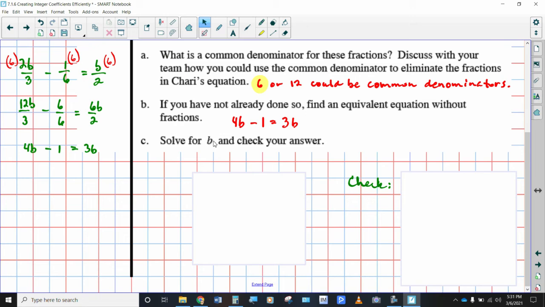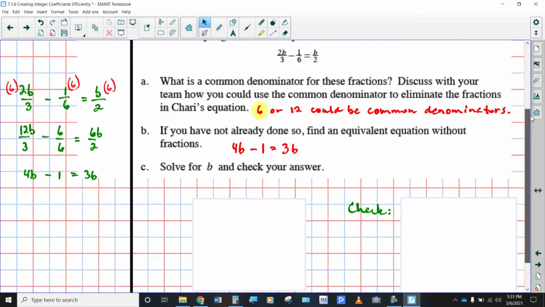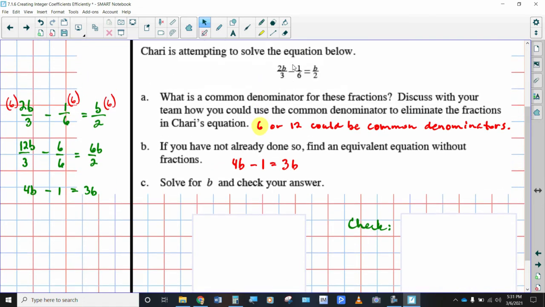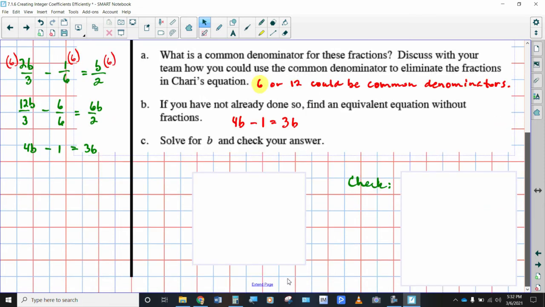And can I just state, when you check it, you cannot check it in this one. You've got to check it in the original. If you made a mistake going from here to here and you check in this equation, you're not going to catch the mistake that was made. You've got to always go back to the original equation. Okay, so go do that, and then unpause when you're ready for the reveal.